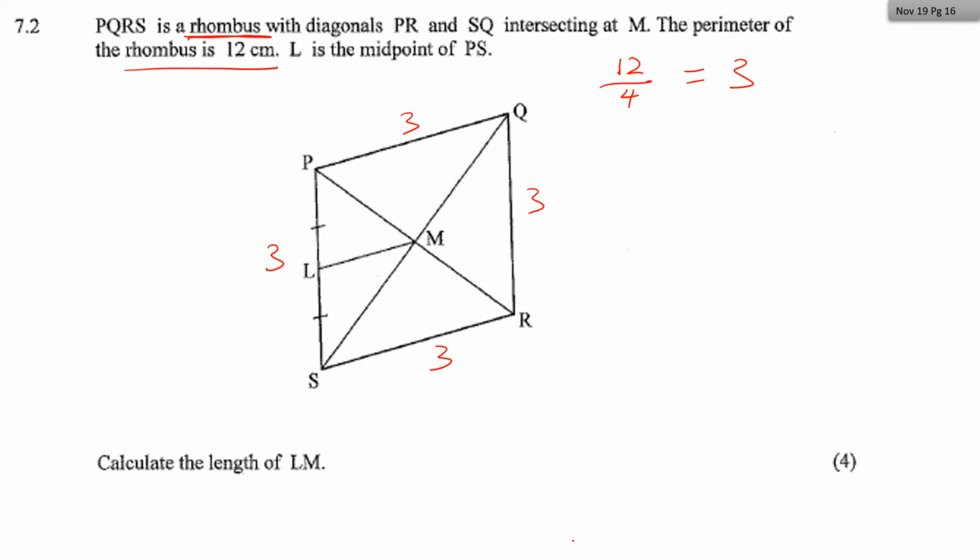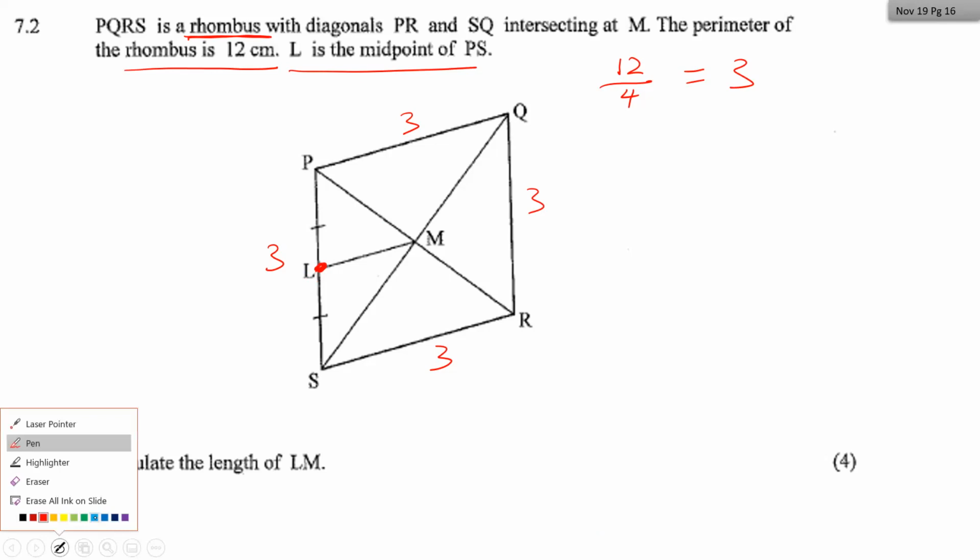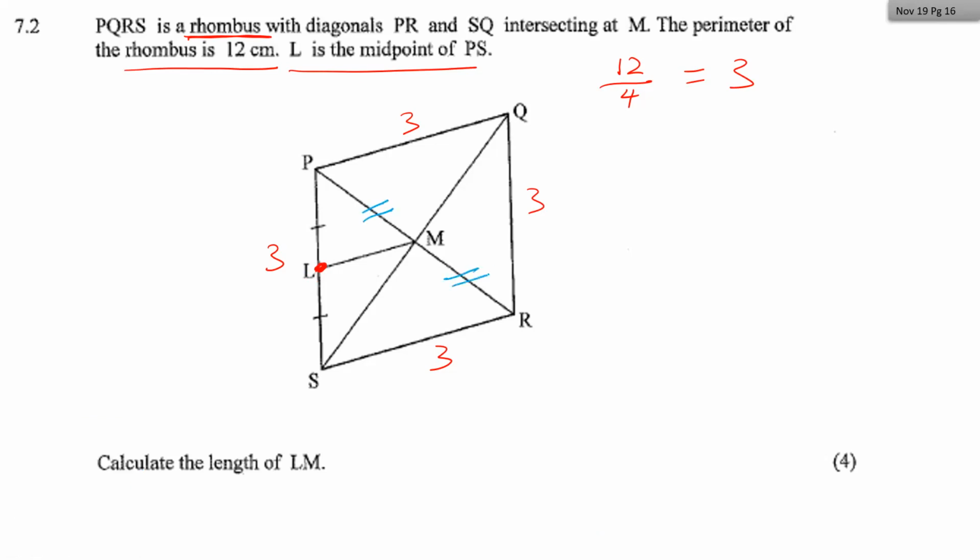Okay, so you're on the right track. That's a good thing. They tell you that L is a midpoint. So there's your midpoint here. But we can't use the midpoint theorem, we need 2 midpoints. But you know that the diagonals of a rhombus bisect each other. So if we go on the other side, we know that PM has to be equal to MR because of the diagonals of a rhombus. Now we have 2 midpoints, so we can now use the midpoint theorem. So we got to write that out.